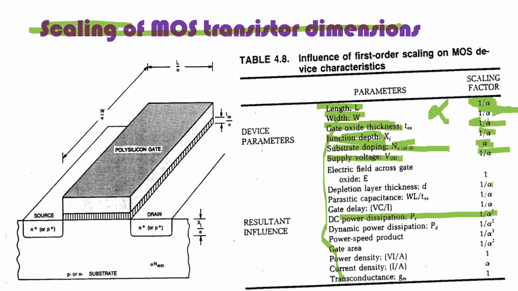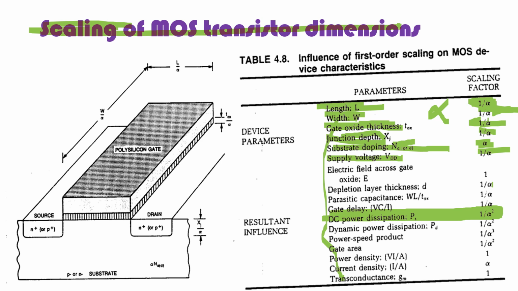And power dissipation. If I reduce the length to 1 by 2, then the DC power dissipation will become 1 by alpha to the power 2. Say if I am reducing the length to half, then my power dissipation will become 1 by half raised to 2. That means 1 by 4 compared to the previous power dissipation.